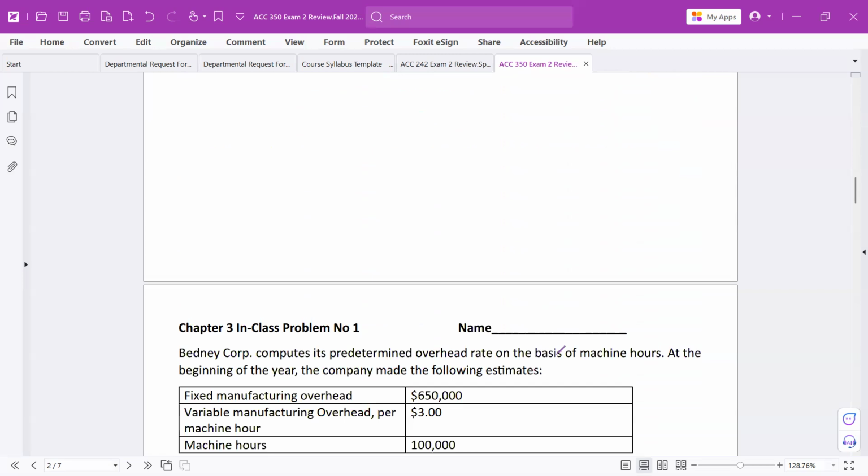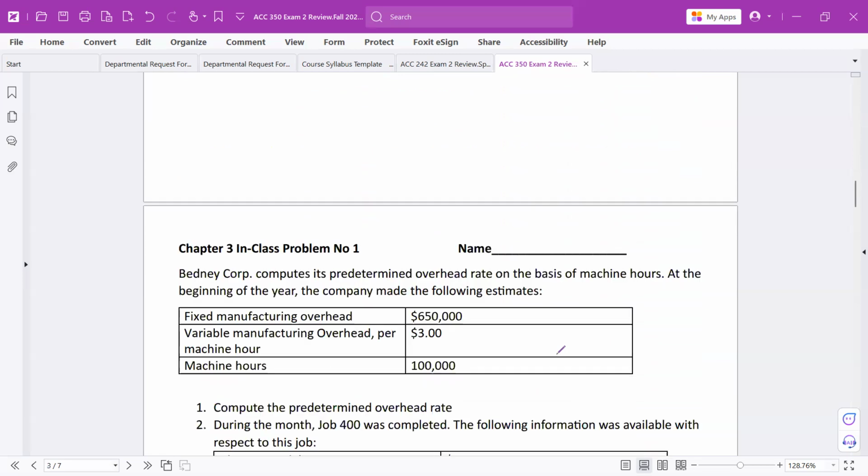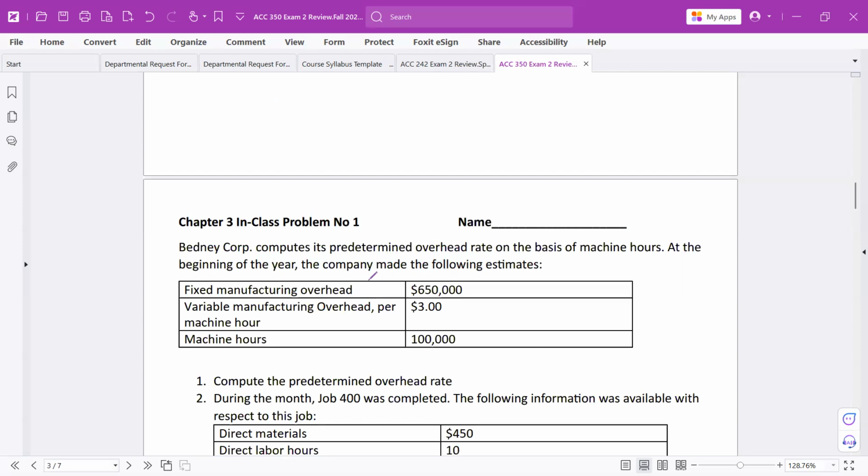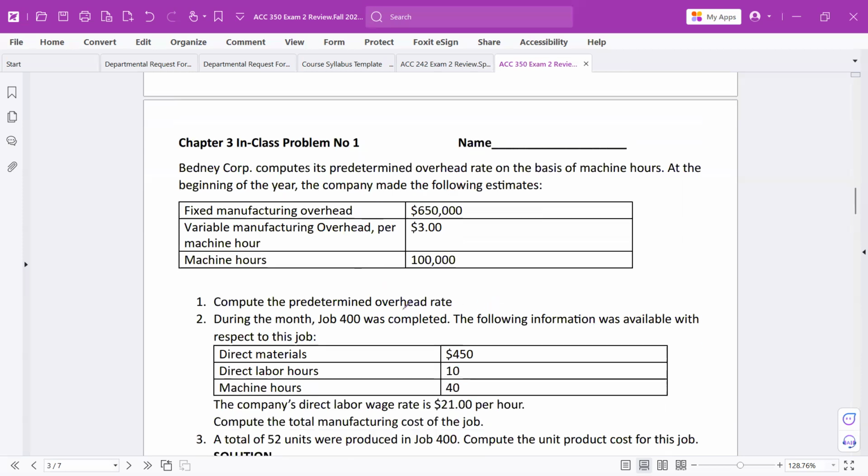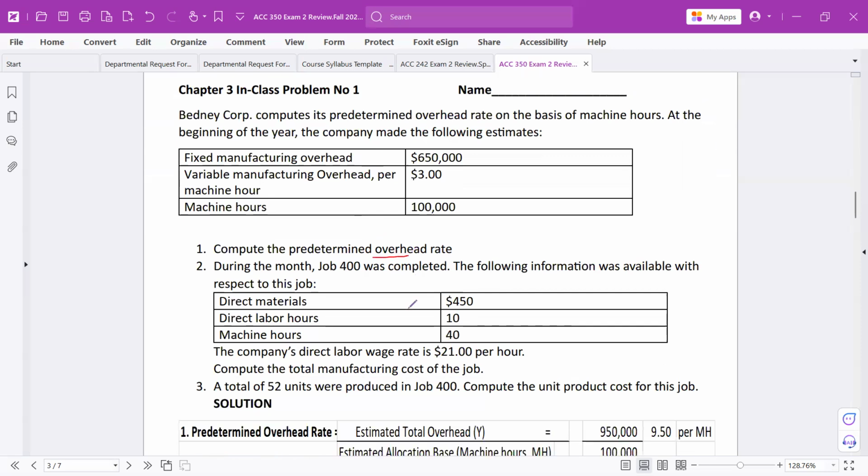So let's spend just a little bit of time at least looking at one of these exercises where you have to find the rate and use the rate. So in class problem number 1, the first thing that you need to do is find that predetermined overhead rate. So one rate, and again, the objective here is to find total overhead divided by some allocation base. That's how you get a rate.